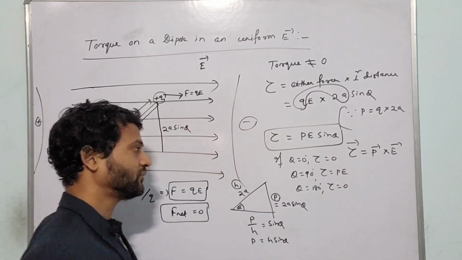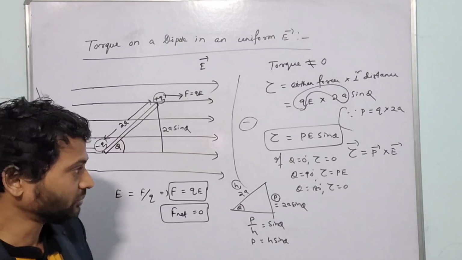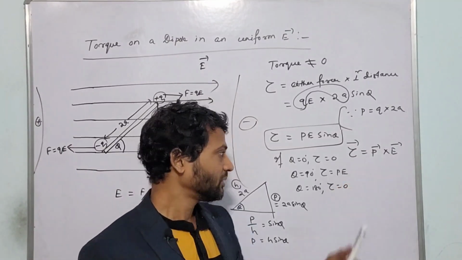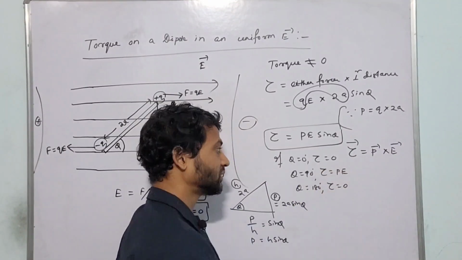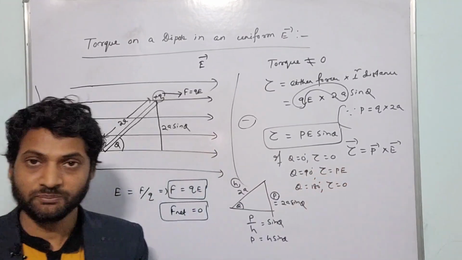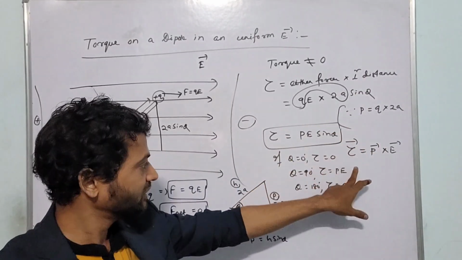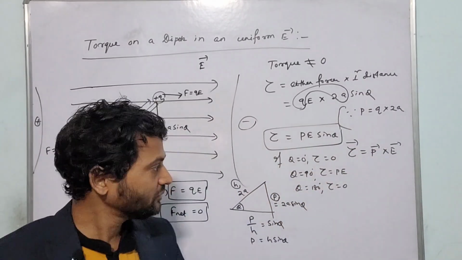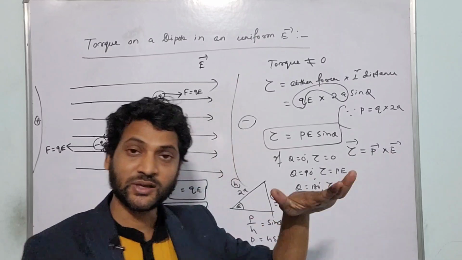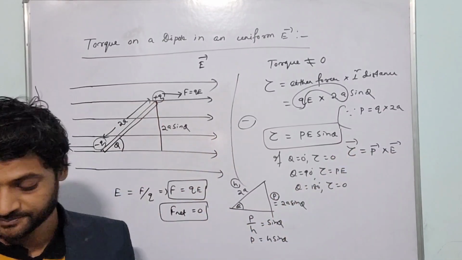To know the direction of torque, we can follow the right hand thumb rule. What is the right hand thumb rule? You know from vector product, मतलब cross product. So p and E both are in one plane. Perpendicular to the plane will give the direction of torque. मतलब if p and E lie in the xy plane, you can get the direction of torque along the z axis.